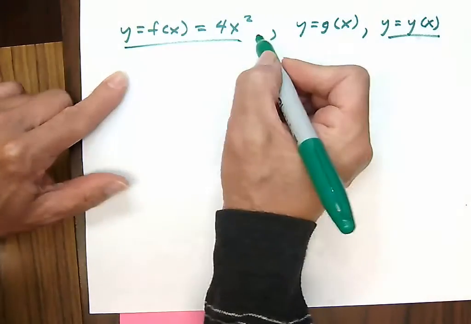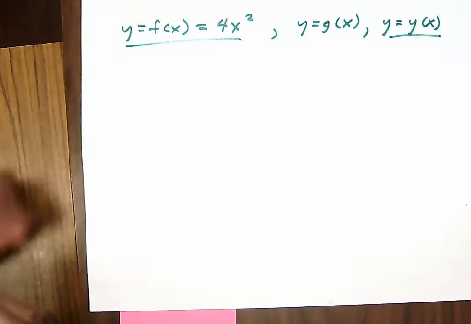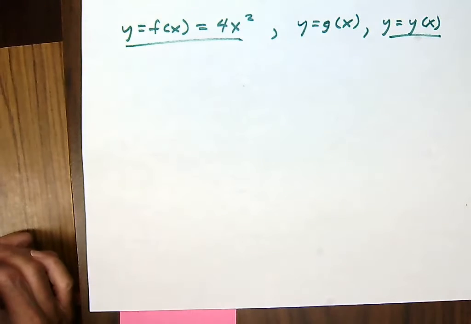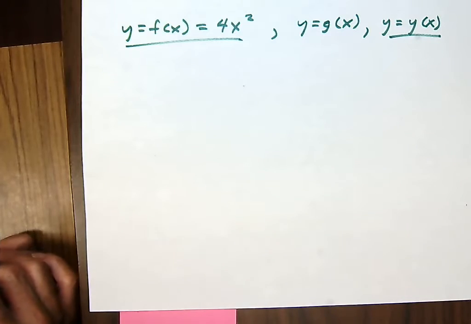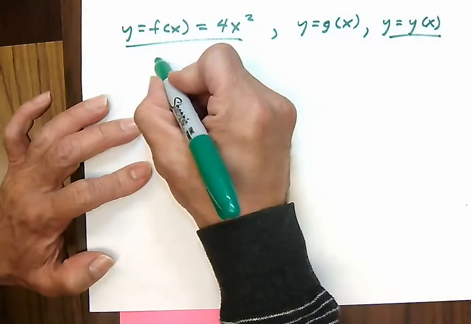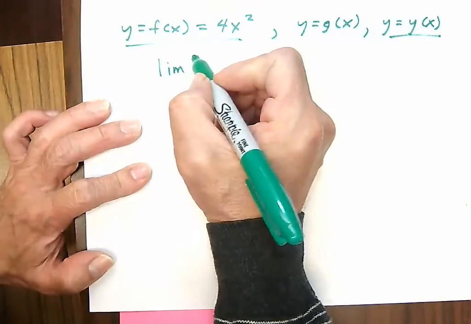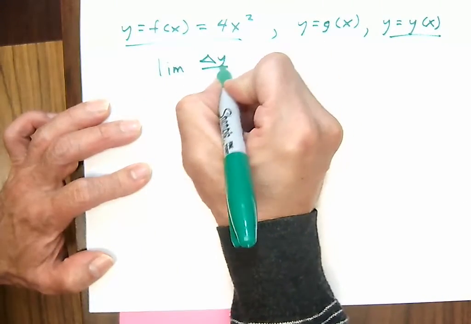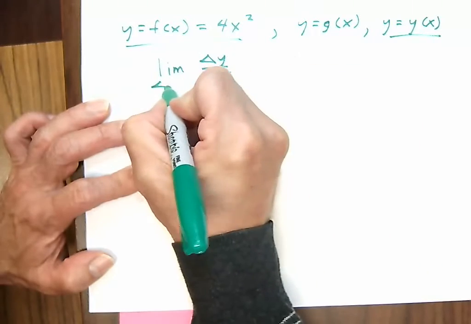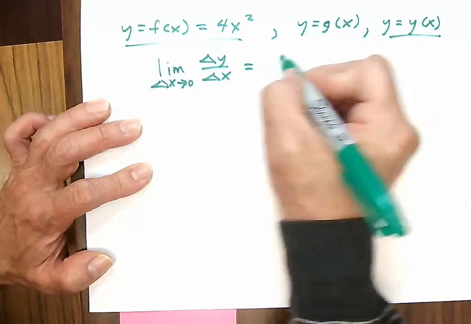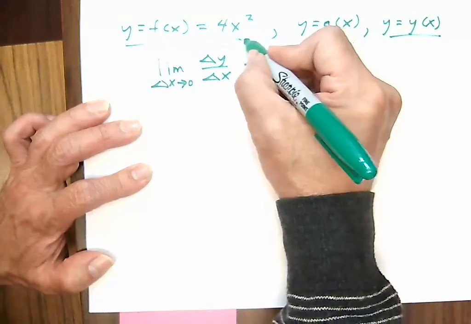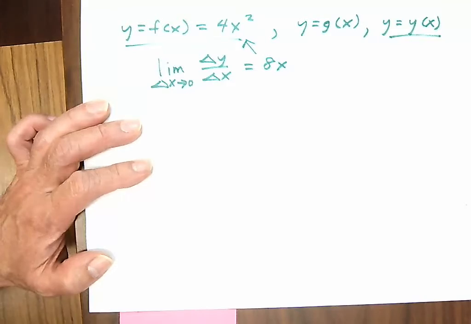Well, let's go back to our original function, y is equal to 4x squared. And we looked at the difference quotient for this function. We looked at delta y over delta x. And then we looked at the limit of this difference quotient as delta x approached 0. And we were able to show that the limit of delta y over delta x, as delta x gets very, very small, approaches 0, was equal to 8x for our particular function y equals 4x squared.